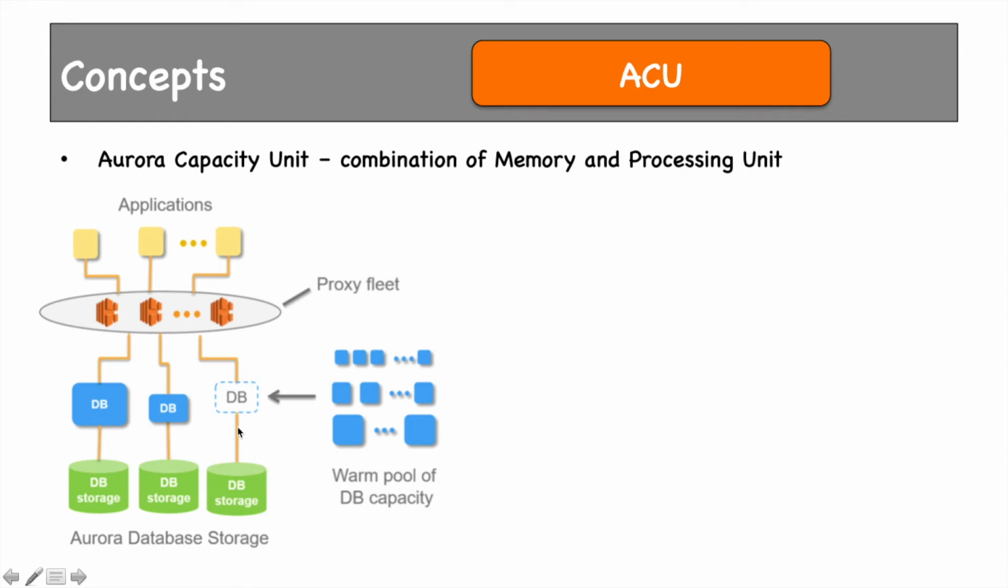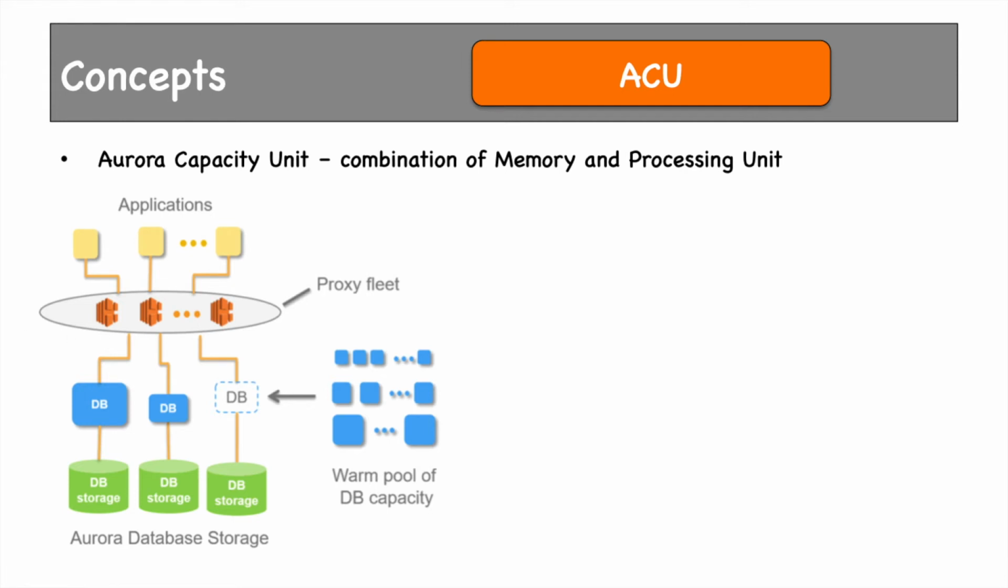Whenever you need additional compute capacity, it will be added from a warm pool of database capacity. Warm pool means the capacity will be readily available and it will be added as and when needed by the database server or by your applications. So your applications will not have to wait to get more capacity or more CPU and memory power. But all those additions and deletions are abstracted by the proxy fleet. The proxy fleet is managed by Elastic Load Balancer.